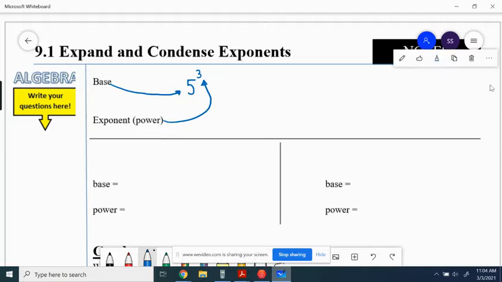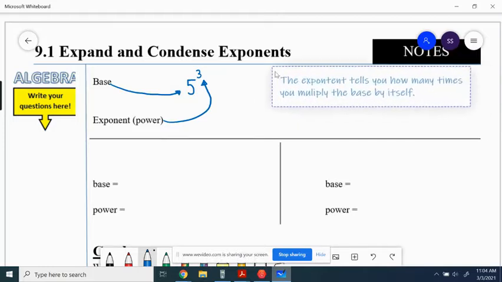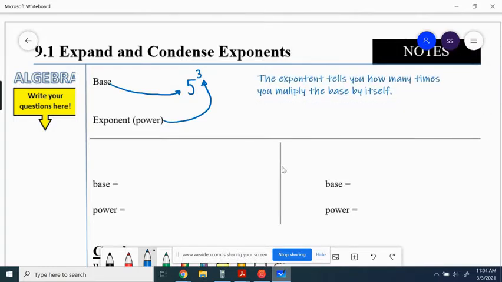And what this means, I'm going to have you guys write this down. The exponent tells you how many times you multiply the base by itself. So pause the video and get this written down. For this example, 5 to the third power means 5 times 5 times 5. It does not mean 5 times 3. Oftentimes students get this confused. That is not what exponents mean.